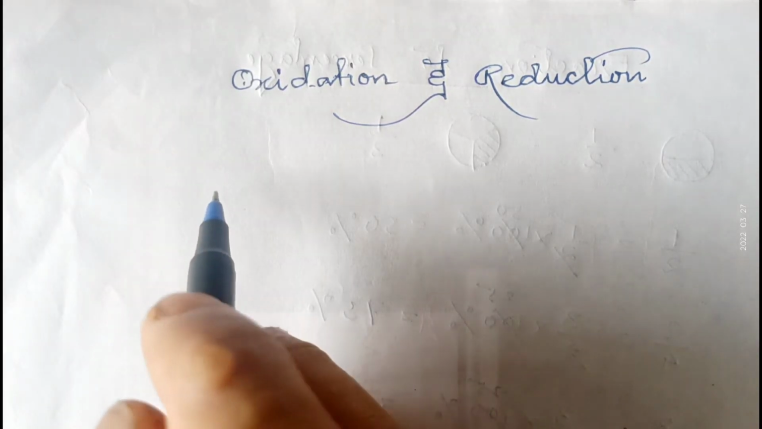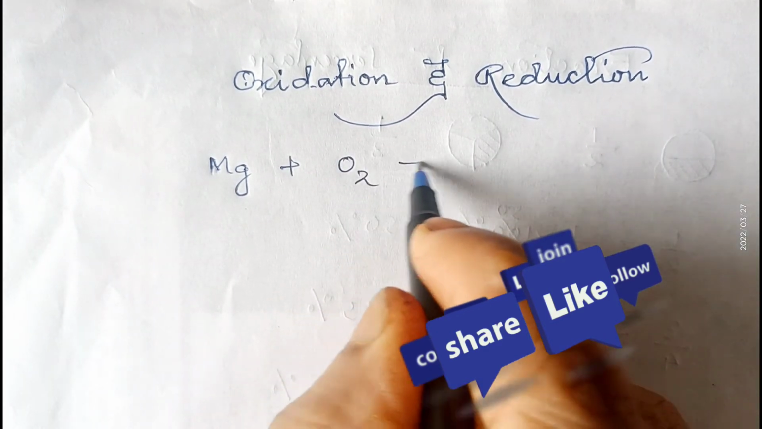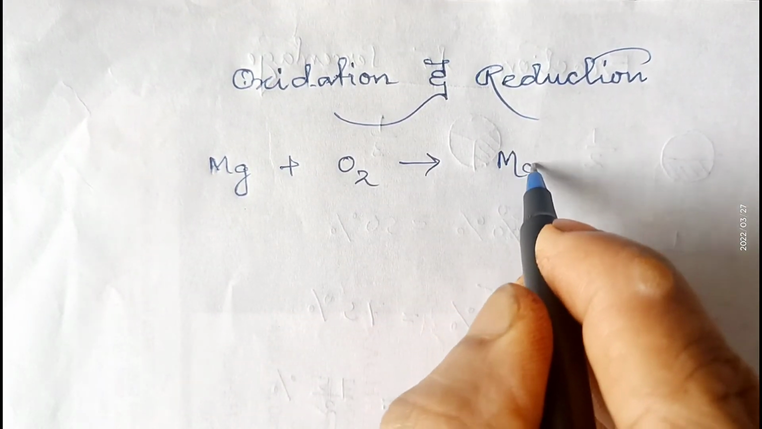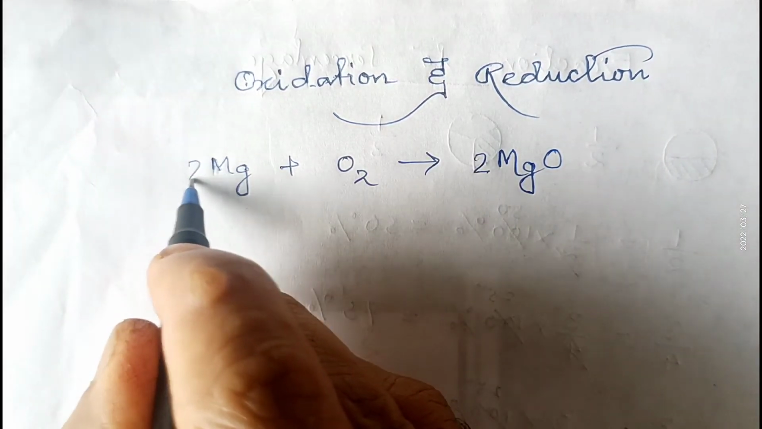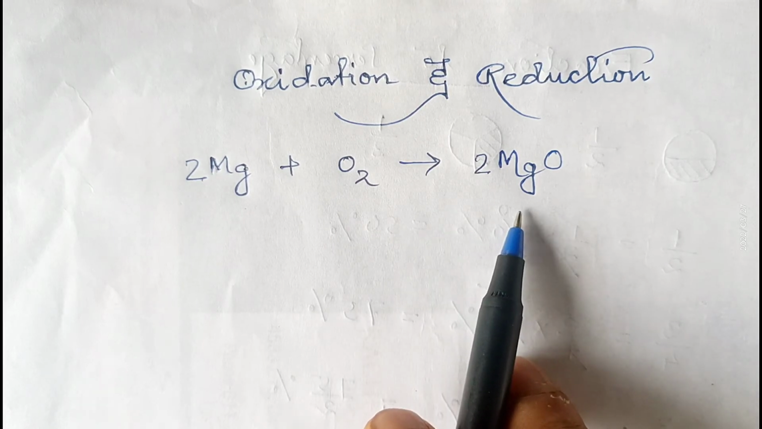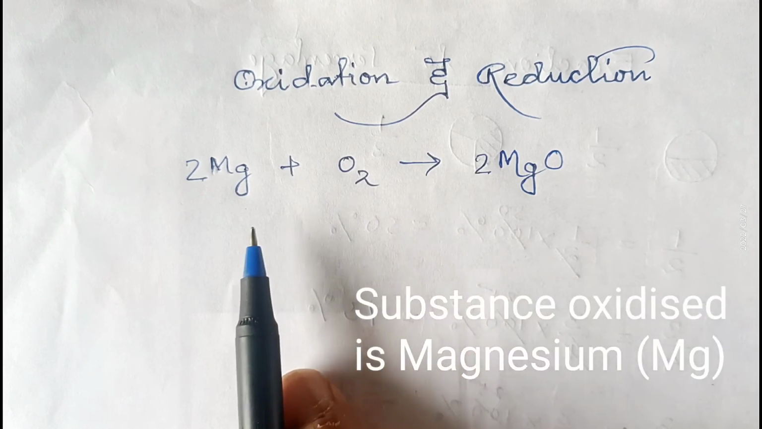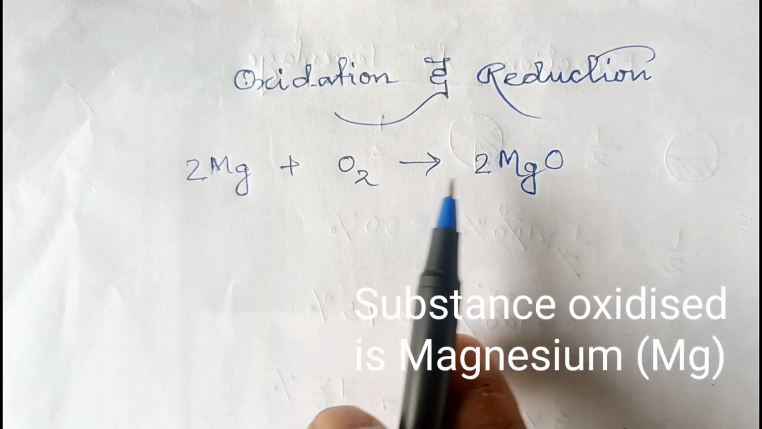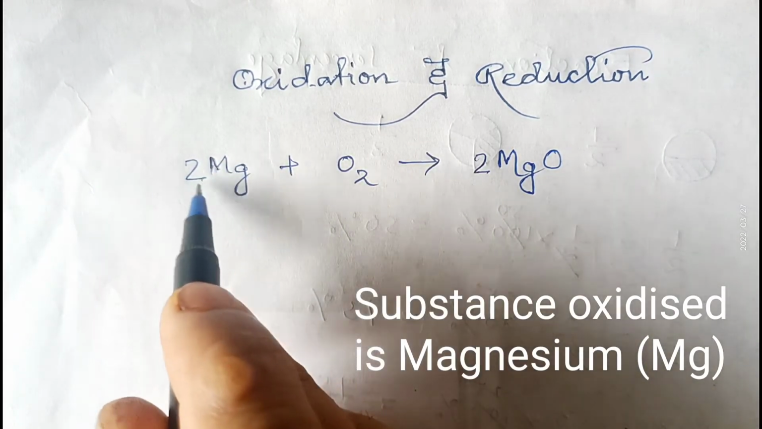Now we know when magnesium reacts with oxygen, it forms magnesium oxide. Now if we balance it, it will be 2 here, here also 2. So when magnesium reacts with oxygen, it is going to form magnesium oxide. Now in this reaction, oxygen is added to magnesium, so magnesium is oxidized to magnesium oxide. We can say here substance oxidized is magnesium.